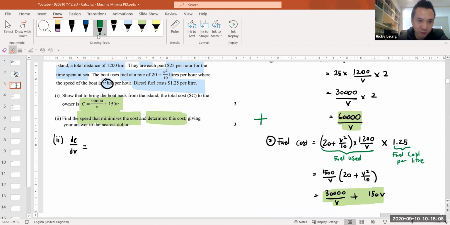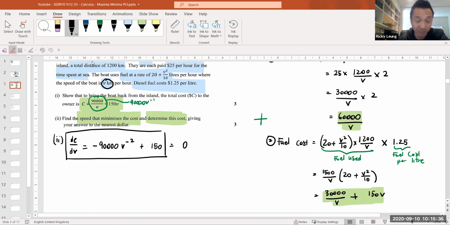If you picture this expression here as 90,000 V to the power of minus 1, then I can basically say, bring down the negative 1, so negative 90,000 V to the power of minus 2, from the power. Yep, and then plus 150, which is constant. That is basically my first derivative, which I will then find the second derivative on. And I'll put a box around it. So first point, done. Second point, solve.